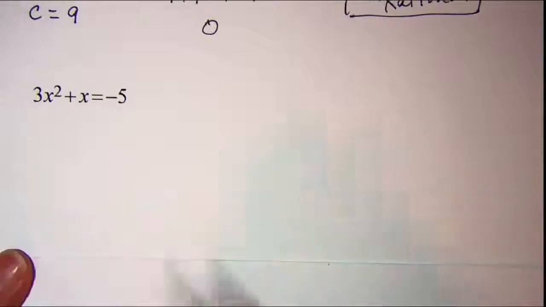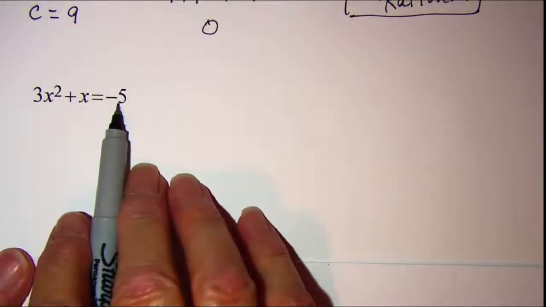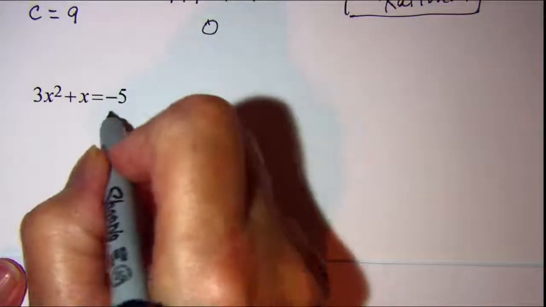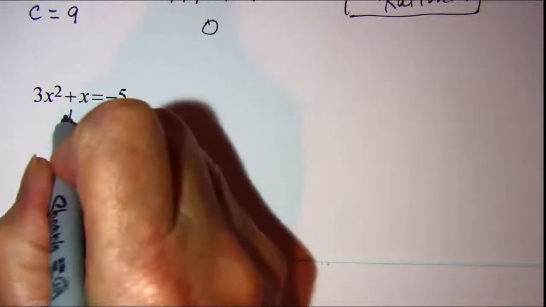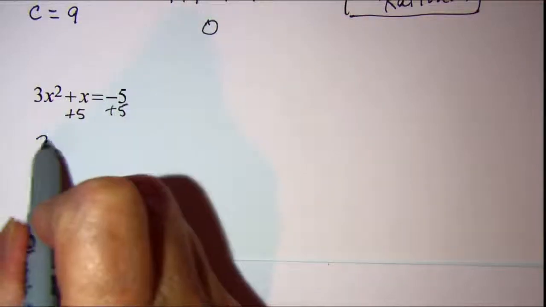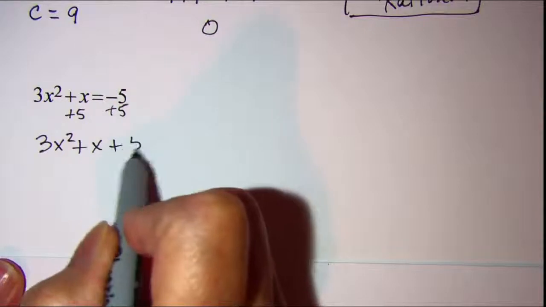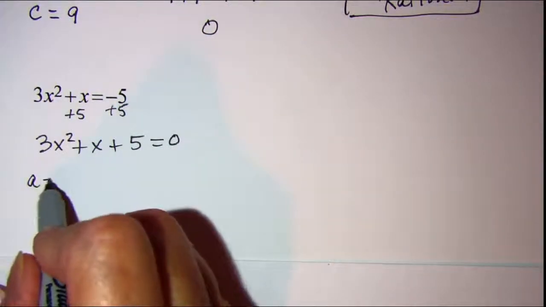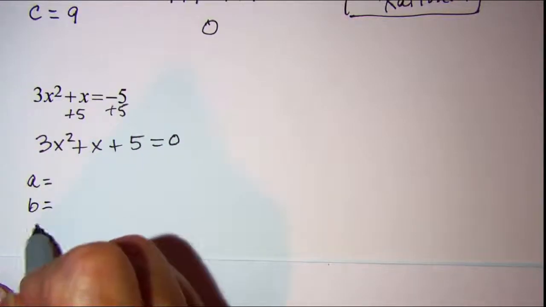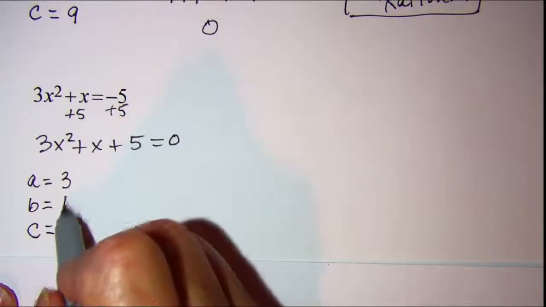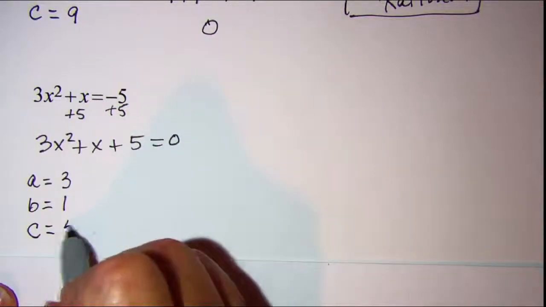Look at another one. And on this one, we need to get a 0 on the right side, so we'll add 5 to both sides. We have 3x squared plus x plus 5 equals 0. So now I can get the values for a, b, and c. A is 3, b is 1, c is 5.